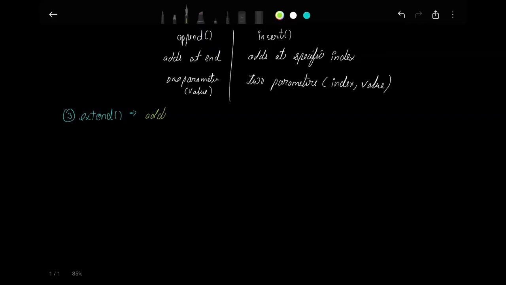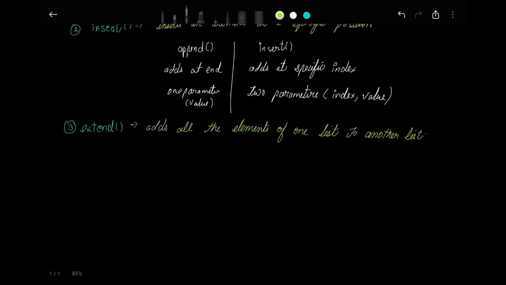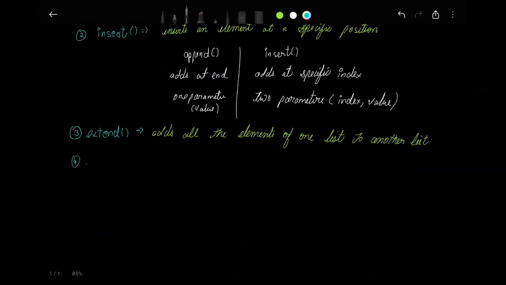Extend method adds all the elements of one list to another list. After extend, we have remove method. Remove method removes the first occurrence of specified value.